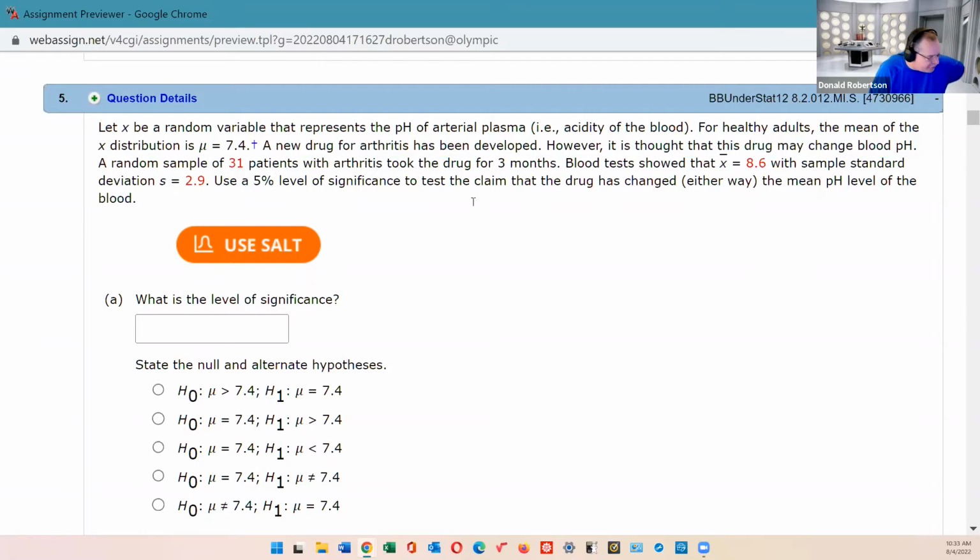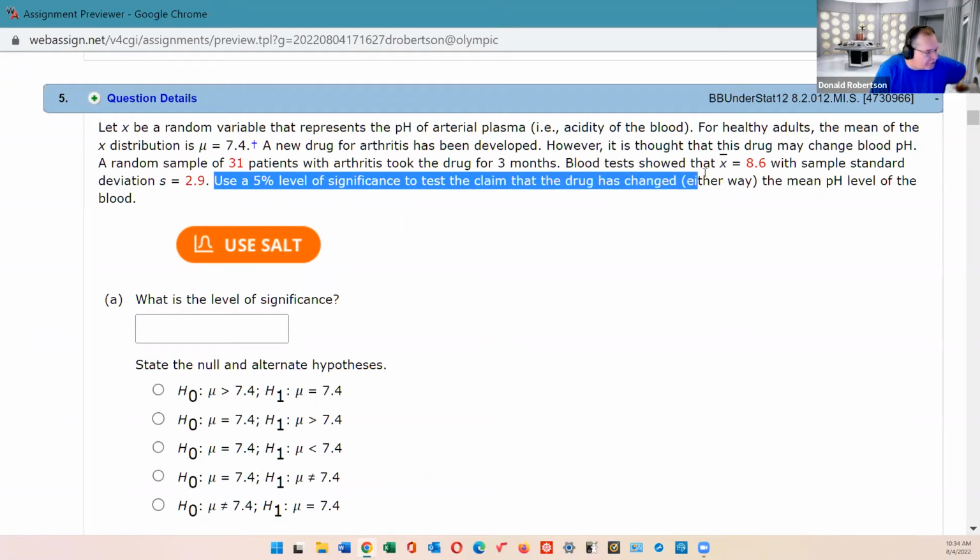And then which kind of test do they want? Do they want a bigger than, less than, or not equal to? Based on what I can see, wouldn't you probably think they should just prove it's bigger than 7.4? But when I read it, it says, use the significance to test the claim that the drug has changed the pH. Well, okay. So it doesn't change mean not equal to. So that's what we're going to be doing, not equal to because of that.